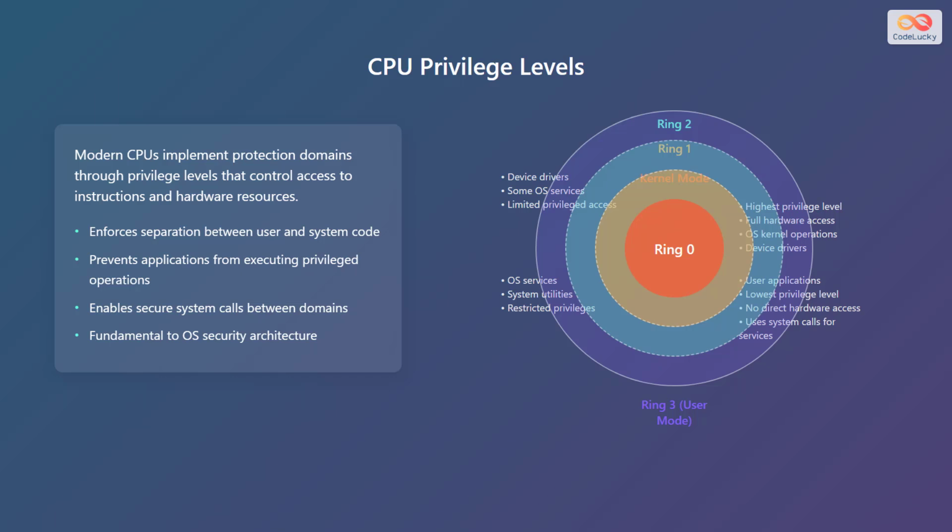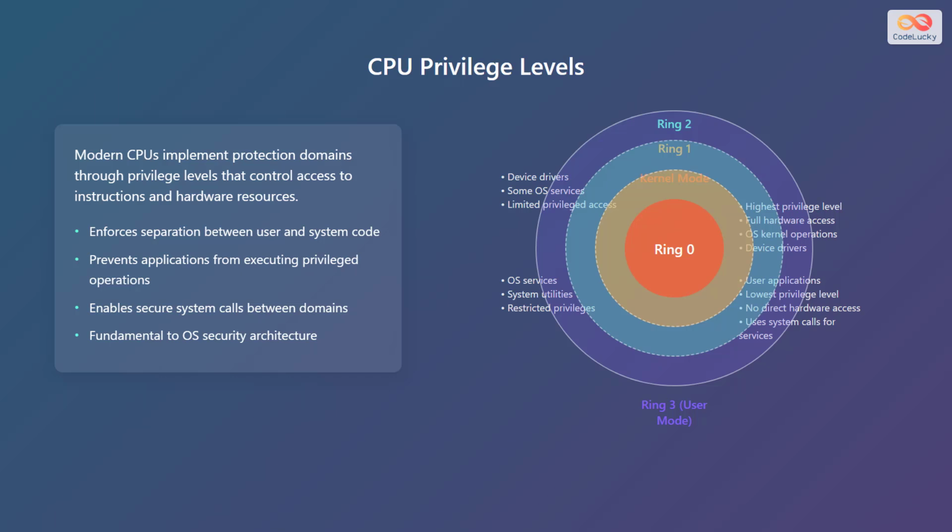Third, they enable secure system calls between domains. System calls provide a controlled interface for user applications to request services from the kernel. And finally, they are fundamental to the operating system security architecture. Privilege levels are a core component of how operating systems ensure security and stability.